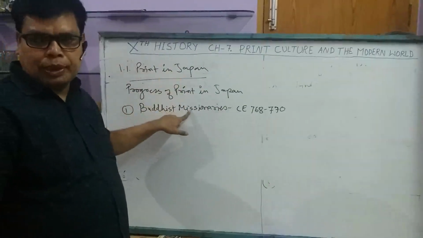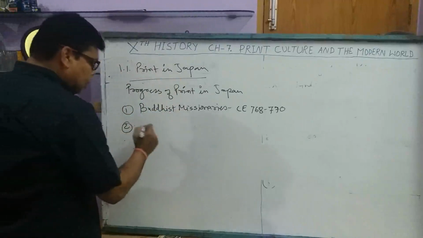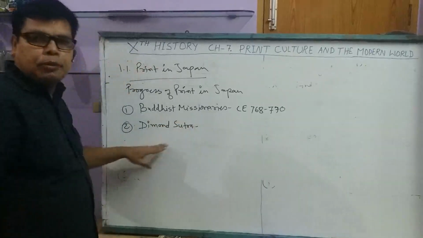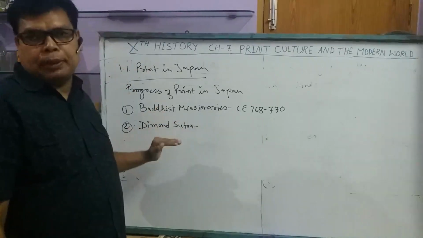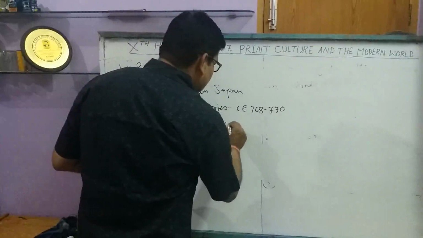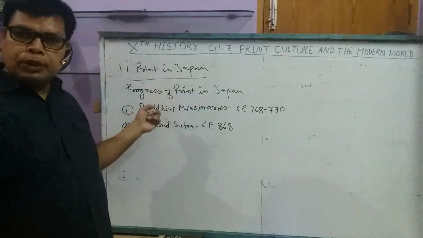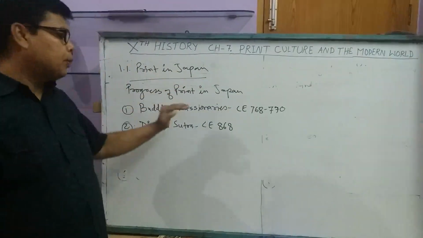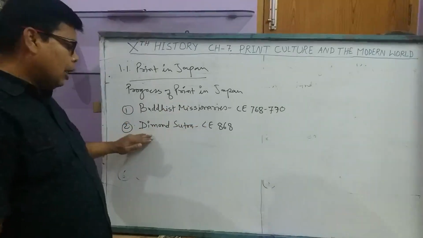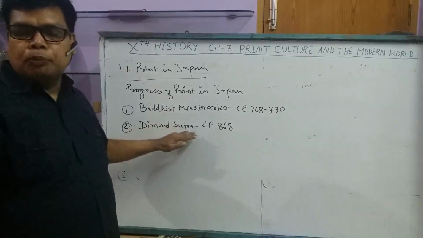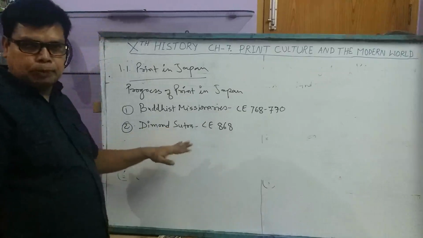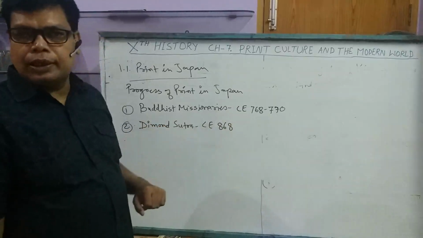And the second point we are going to make here is the Diamond Sutra. So what is the Diamond Sutra? It is a book. It is the oldest Japanese book, which was printed in Common Era 868, right? So Buddhist missionaries visited China and brought the idea of print to Japan, and finally the first text material came into existence in the form of a book, which is the Diamond Sutra. It is a religious text based on Buddhist preaching, in Common Era 868.